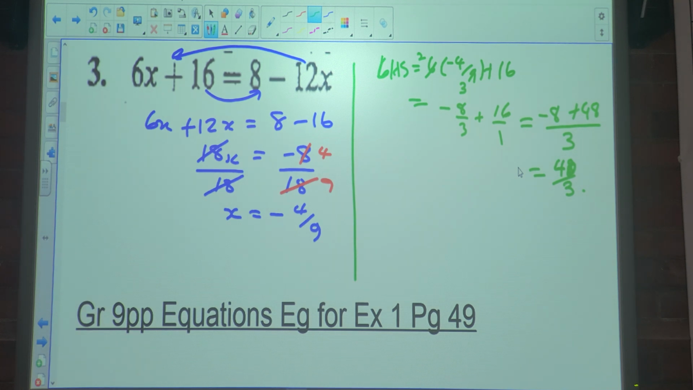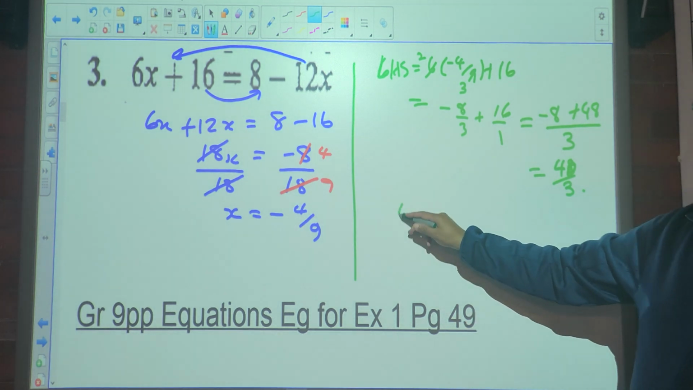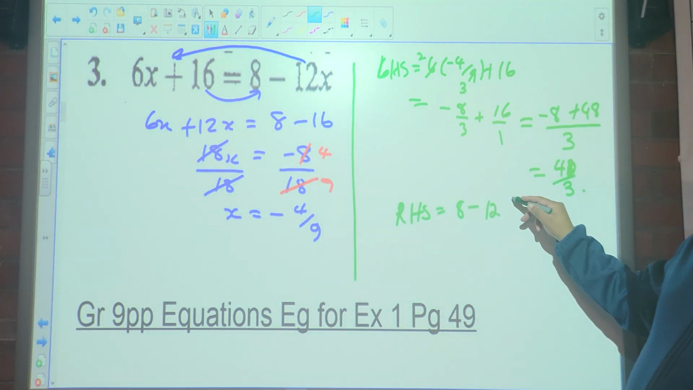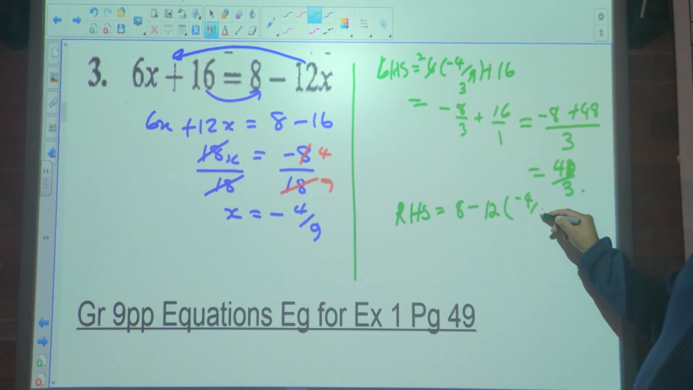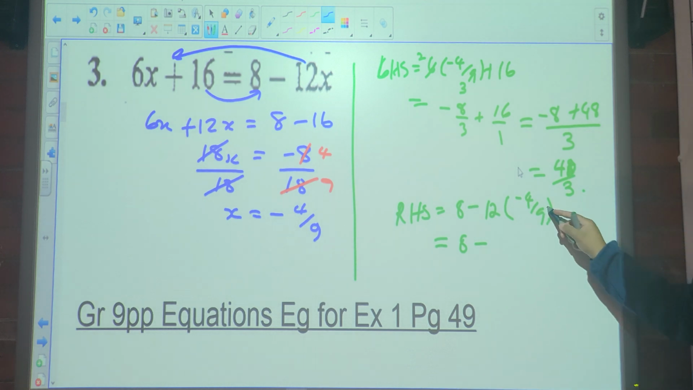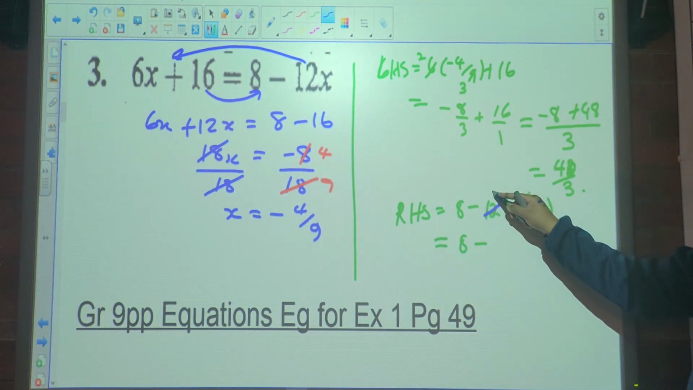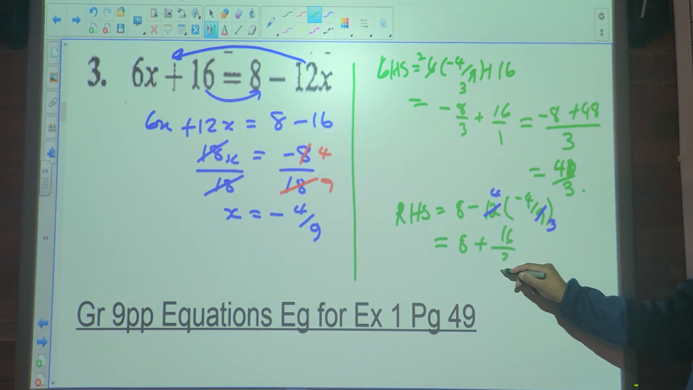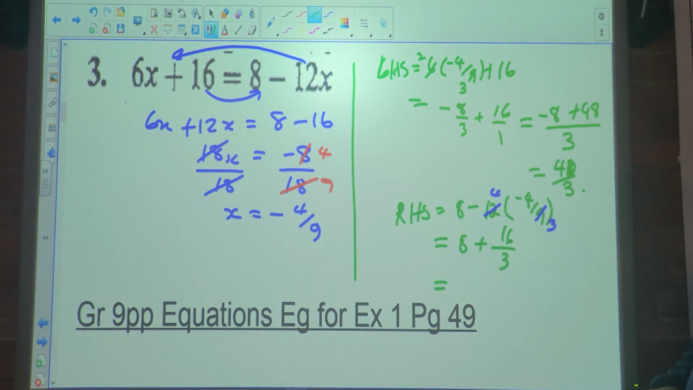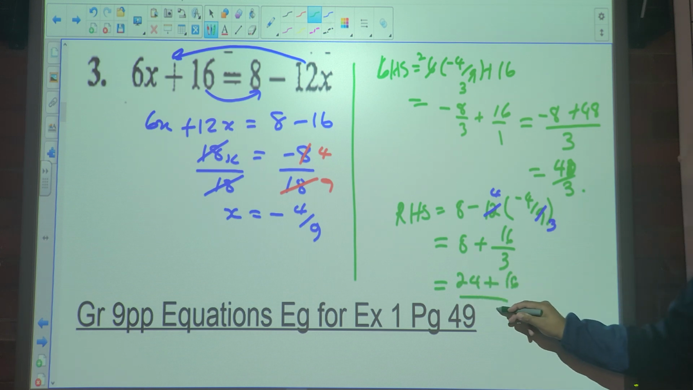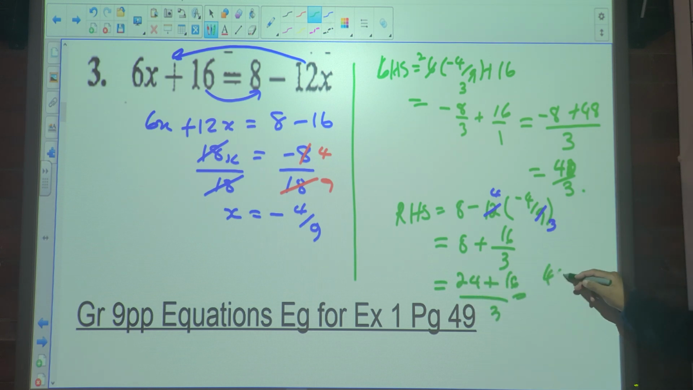Alright, so is that correct, people? Let's go with the right hand side. So it's 8 minus 12 times negative 4 over 9. So it's 8 minus, 3 goes into 9 3 times, 3 goes into 12 4 times. So that's positive 16 over 3. That's going to give you 24 plus 16 over 3, which is 40 over 3.